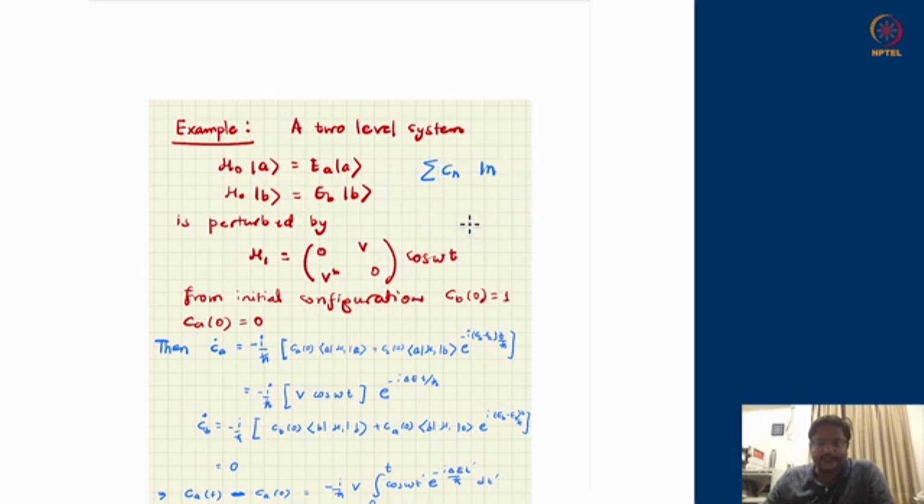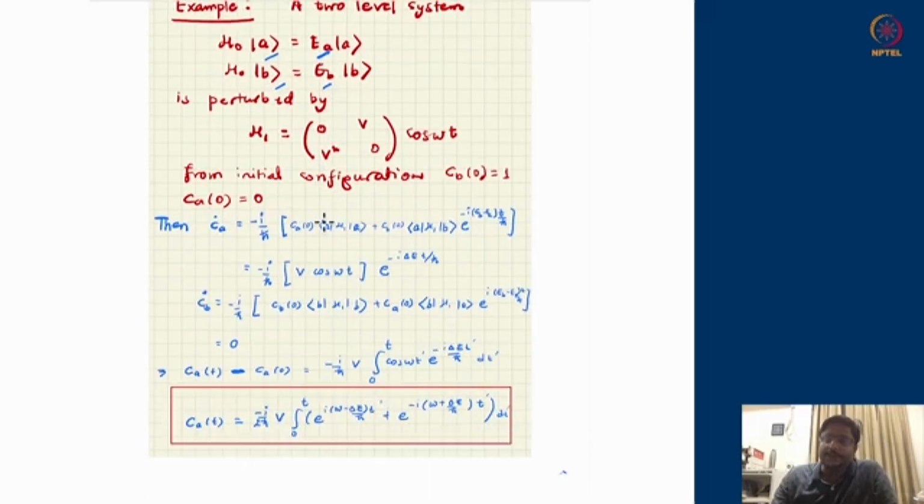For a particular case of a two-level system where only two eigenstates of the free Hamiltonian are there, A and B, with eigenvalues Ea and Eb, let us perturb the system and add a Hamiltonian which is a function of time in the sense of an oscillatory function cos omega t, omega being the frequency of oscillation, and then some operator whose matrix representation in this two-level basis looks like this off-diagonal matrix. There is no diagonal component and the off-diagonal components are complex conjugate to each other.